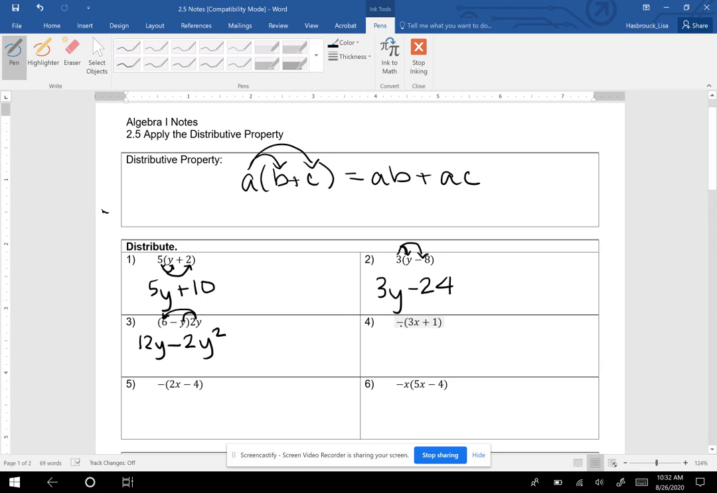For number 4, we're distributing a negative sign. That's like a negative 1 that we're distributing. So we do negative 1 times 3x to get negative 3x, negative 1 times positive 1 to get a negative 1.